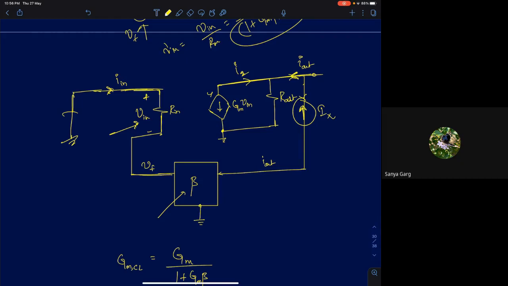So first, remember this current here is Iout. If this current is Iout, this voltage Vf is given by beta times Iout. Now what is Vf? Can you compare it with Vin? In terms of Vin, again, I made a mistake in the polarity of the current source here. It should be in this direction.